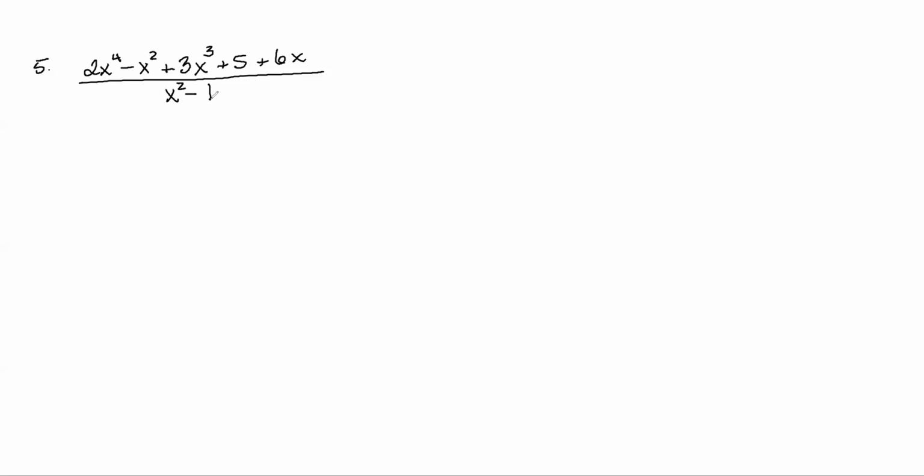There we go. Okay. So first thing we want to do here is double check that everything is in descending order. And if we look at the top here, these are definitely not in descending order. We have x to the 4th followed by x squared. So first thing I'm going to do is rearrange those. We're going to have 2x to the 4th plus 3x cubed minus x squared plus 6x plus 5.